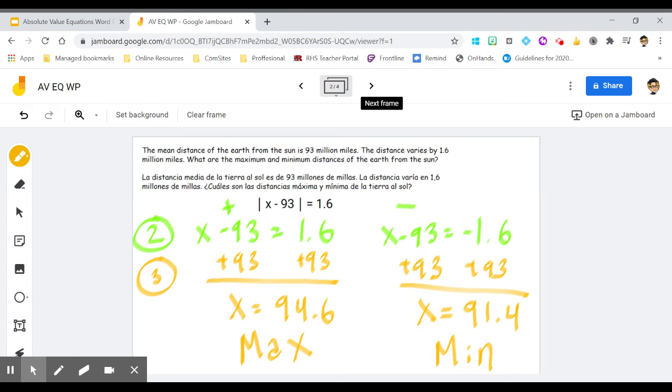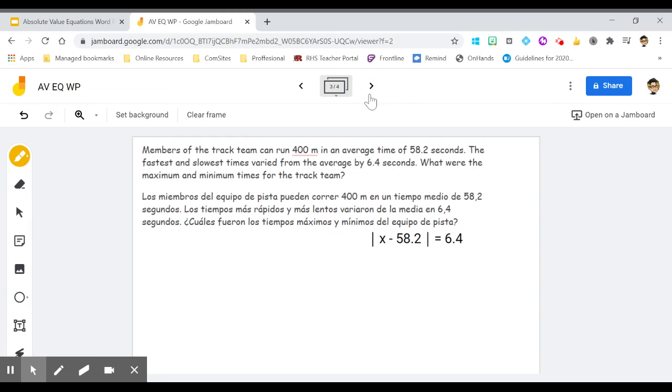For the purpose of this class, I'm not making you make the equations. Look at another one. Members of the track team can run 400 meters in an average time of 58.2 seconds. The fastest and slowest times varied by the average by 6.4. So the fastest is going to be 6.4 less, and the slowest is going to be 6.4 more. So they're asking what are the maximum and minimum times.